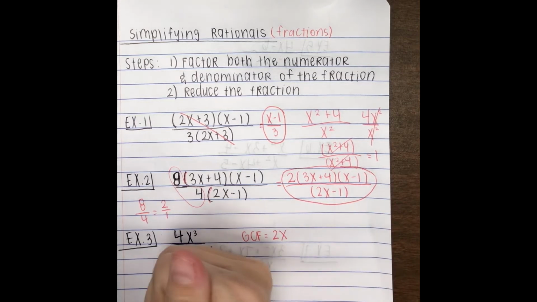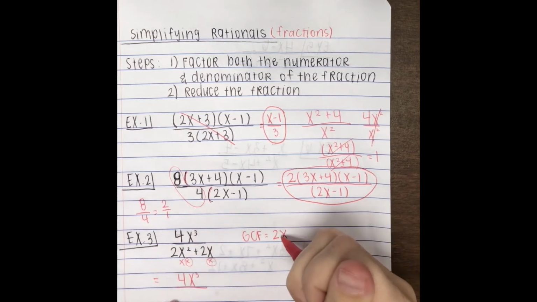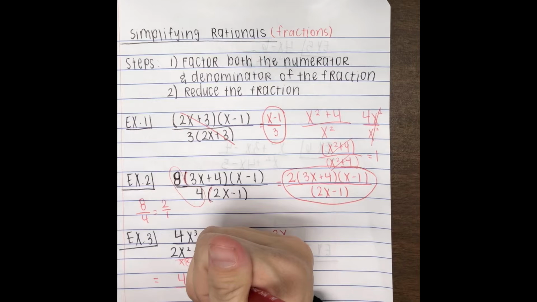So what we're going to do is rewrite this to be 4x cubed over, and I'm going to factor out my GCF. So I'm essentially dividing everything by a 2x, right?